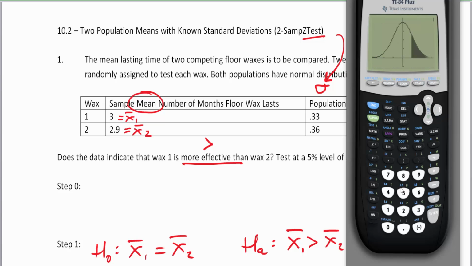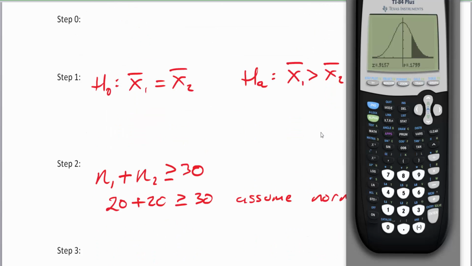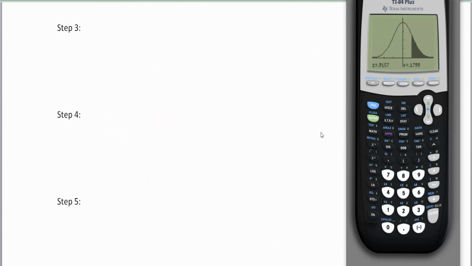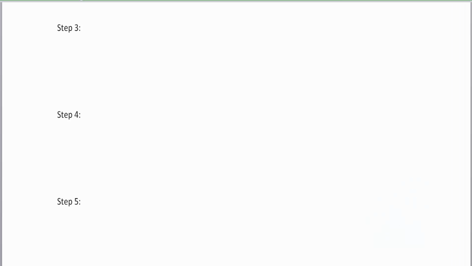And we have a beautiful normal curve there with a z-value of 0.9157 and a p-value of 17.99%. So I'm going to write down those values here in step 3. So step 3, it looks like my z-value is 0.9157 and the p-value is 0.1799.